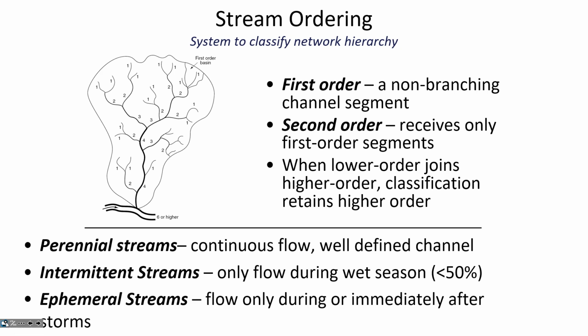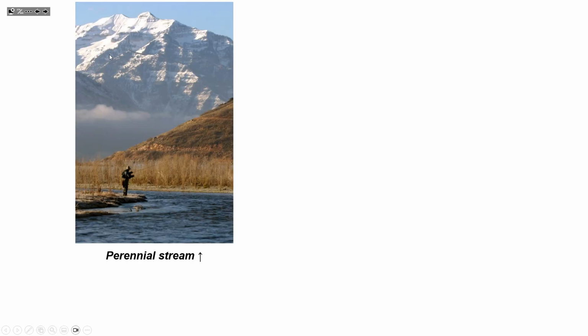A perennial stream is one that is continuously flowing. It's going to have a well-defined channel. An intermittent stream maybe only during the wet season would have flow, but continuously during the wet season. Whereas an ephemeral stream is one that only in the immediate aftermath of a storm is going to have water in it. So even during the so-called wet season, an ephemeral stream would be dry unless it's raining or just immediately stopped raining. Here's a picture of a perennial stream.